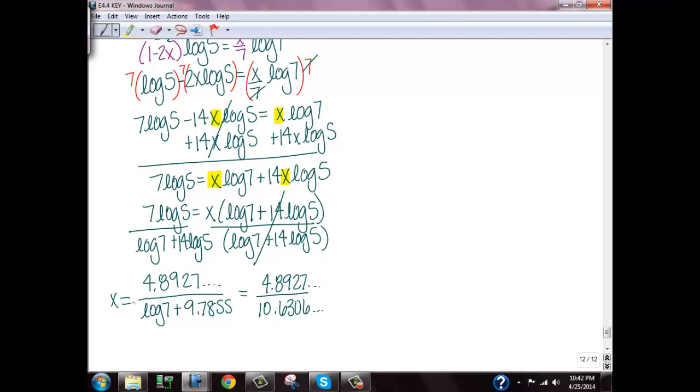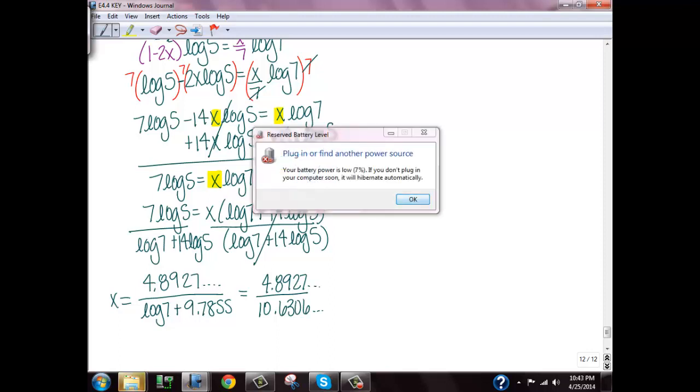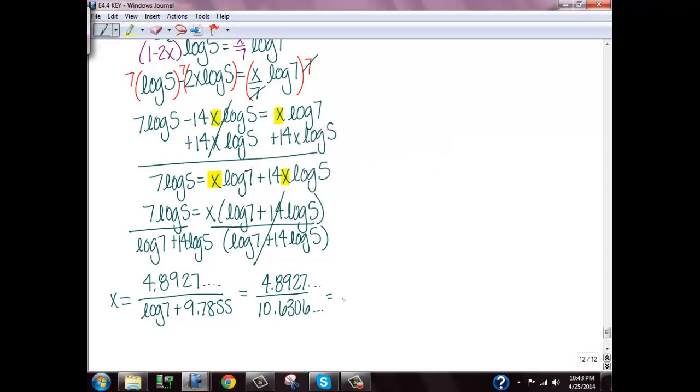So, I'm going to store this. So I'm going to do my 4.8927 number divided by my 10.6306 number, and what I end up with is 0.46025 and some more stuff.